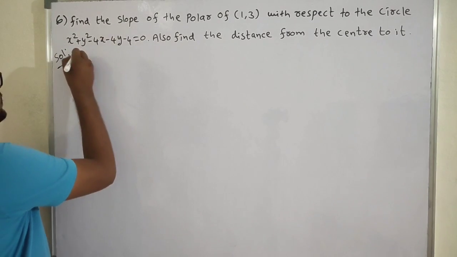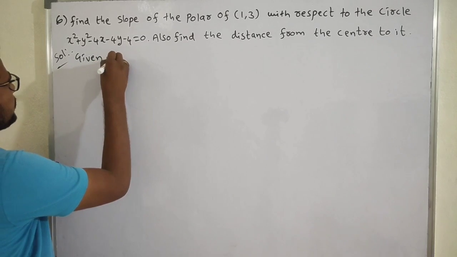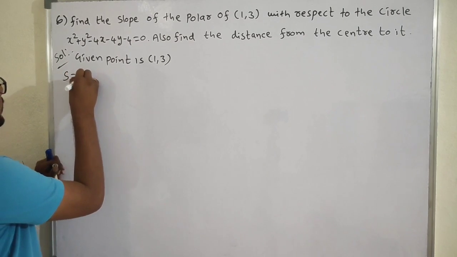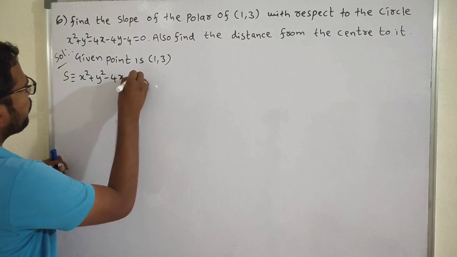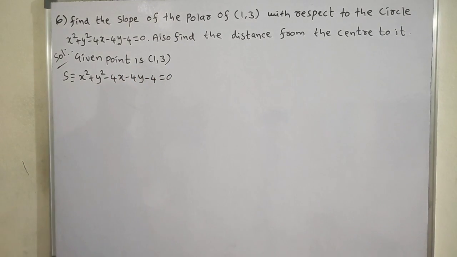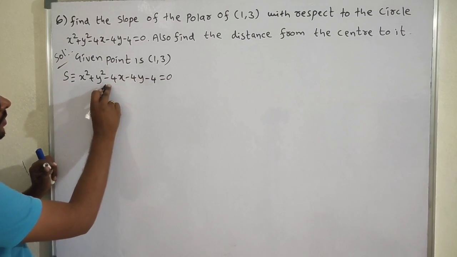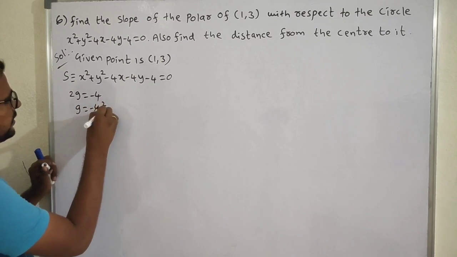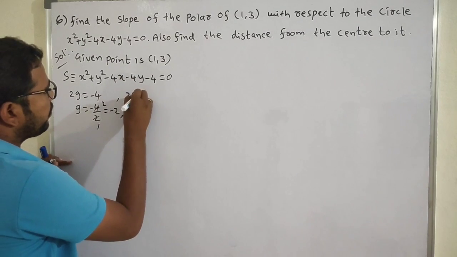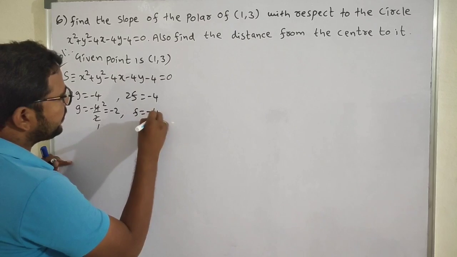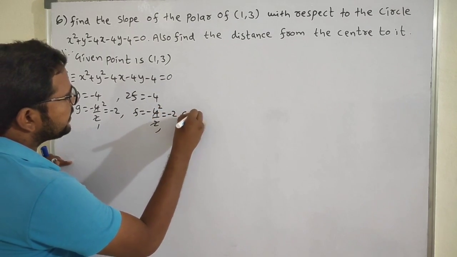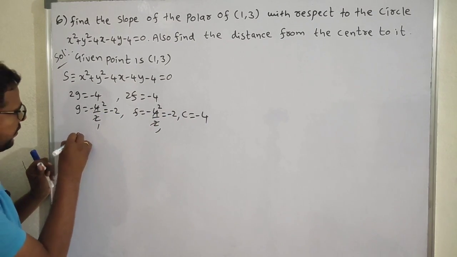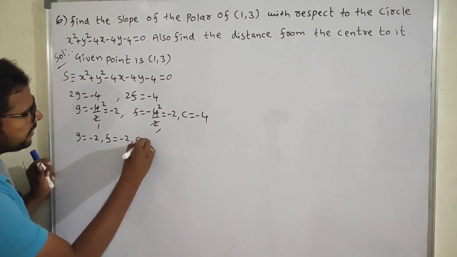What is given? The given point is (1, 3). The given equation of the circle: let S equal x squared plus y squared minus 4x minus 4y minus 4 equals 0. First find the g, f, c values. 2g equals minus 4, so g equals minus 4 by 2, which is minus 2. 2f equals the y coefficient, minus 4, so f equals minus 2. c equals minus 4. So g is minus 2, f is minus 2, c is minus 4.